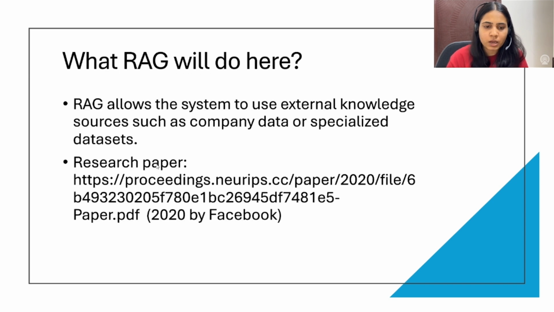Okay, and now why did we implement this RAG here? RAG allows our system to use external knowledge bases, such as company data, specialized data sets, or public data sets. According to our implementation, it allows us to retrieve relevant information based on our query, and then the LLM will have that context and our prompt, and it will produce an accurate and context-specific answer. And this comes from the research paper published by Facebook.